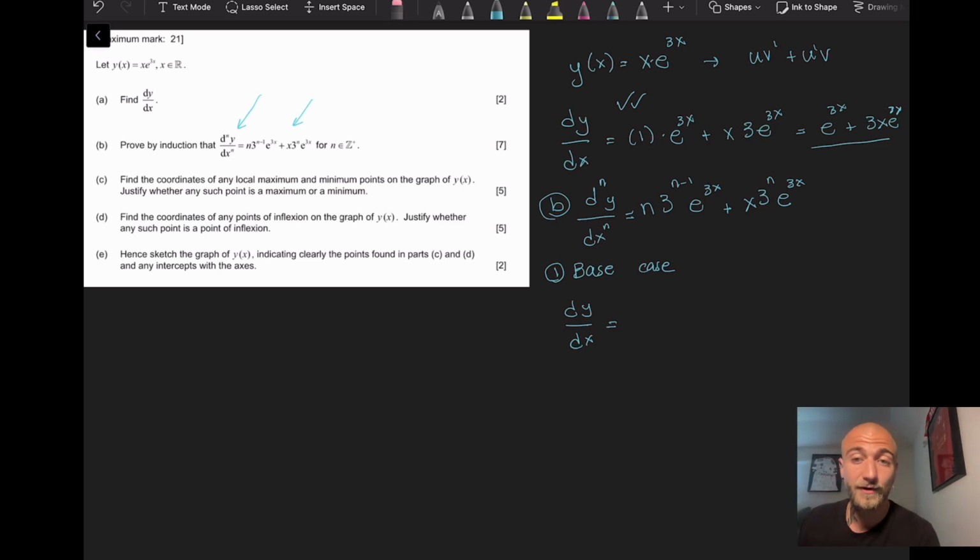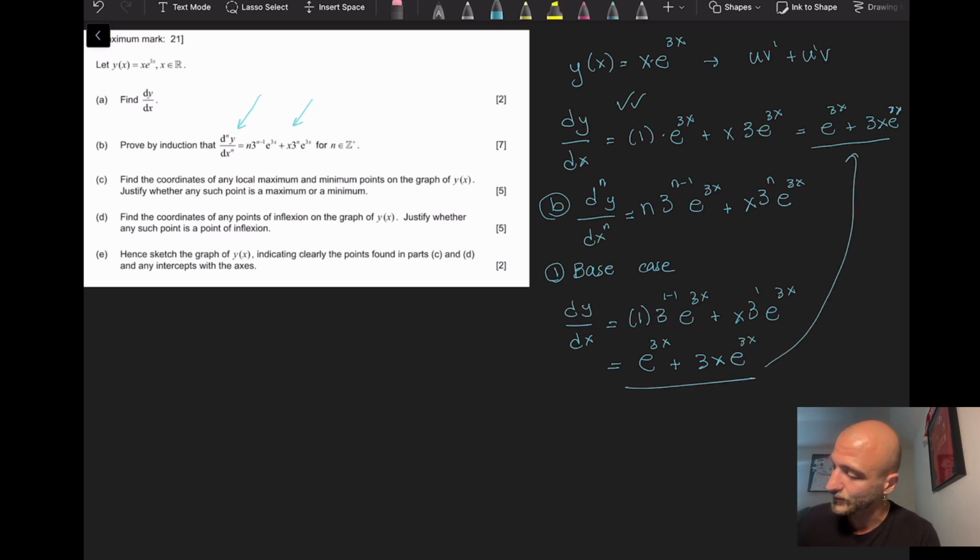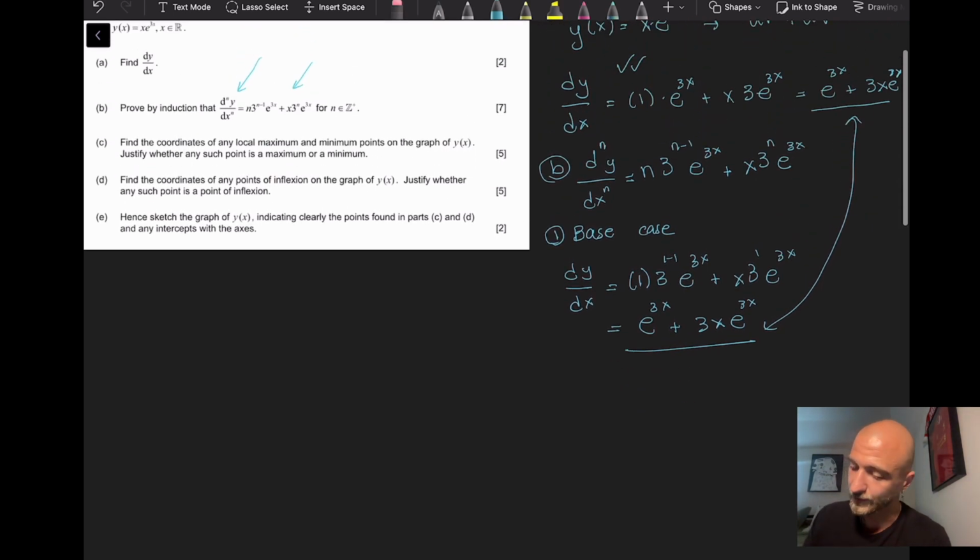Well, let's plug in a 1 every time we see an n in that expression. 1 times 3 just goes away. I'll write it anyway. 1 times 3 to the 1 minus 1 e to the 3x plus x times 3 to the 1 e to the 3x. Well, let's simplify this out. 3 to the 1 minus 1 is 3 to the 0, which is just 1. 1 times 1 is 1. So this just leaves me with an e to the 3x plus 3x e to the 3x. Those two are identical. So we've shown that this works for the base case. Actually, you know what? Let's go over here.